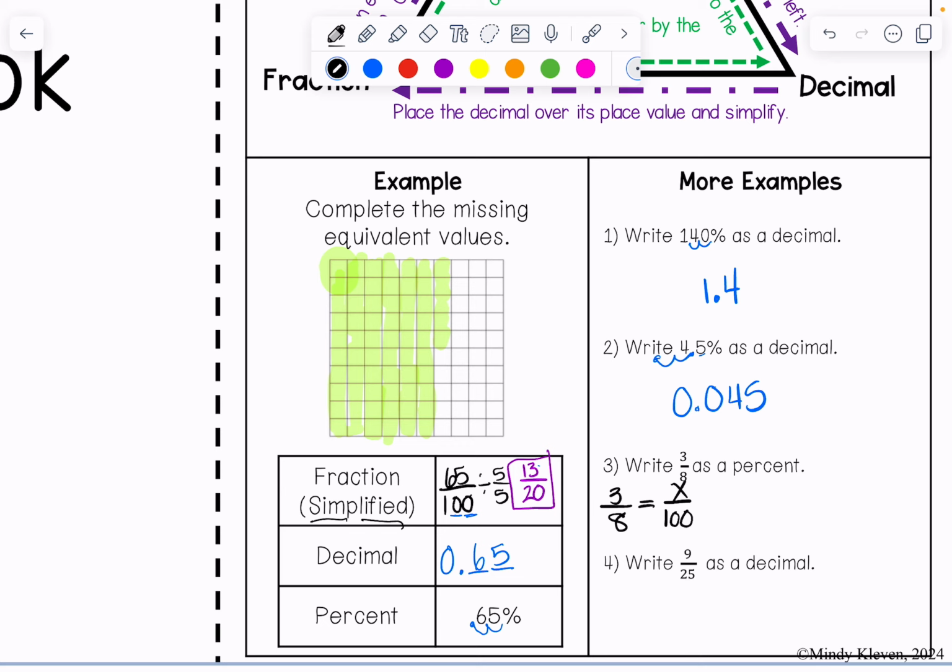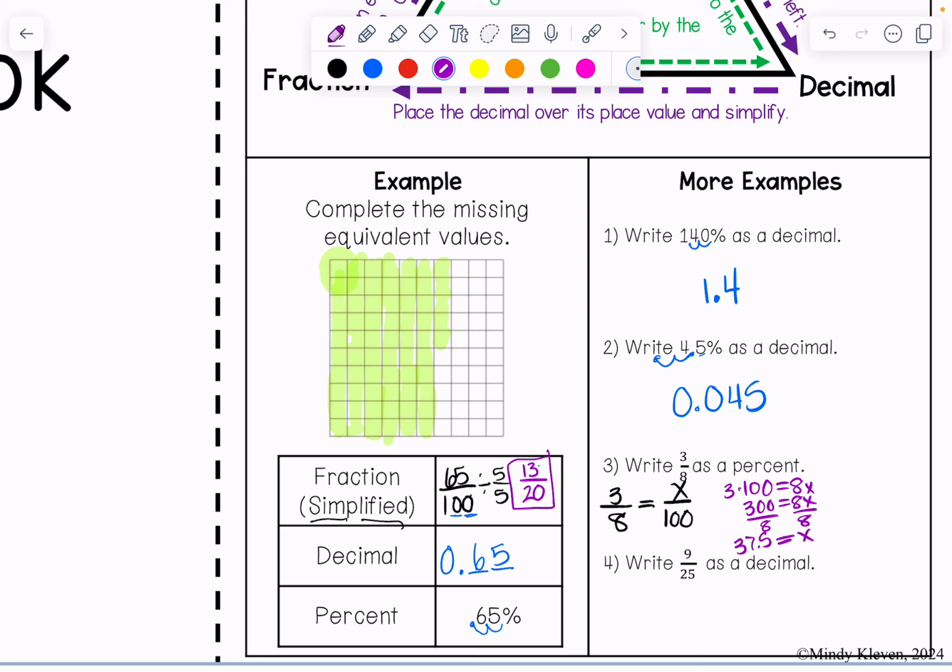Again, there's a couple of different ways to solve a proportion, but I know that 3 times 100 is going to equal the same thing as 8 times x. So 300 is equal to 8x. And if I take 300 and divide it by 8, that will tell me what my x is, which is going to end up being 37.5.